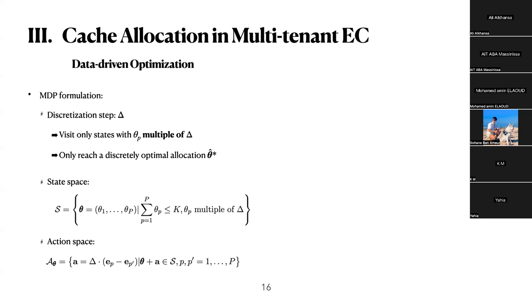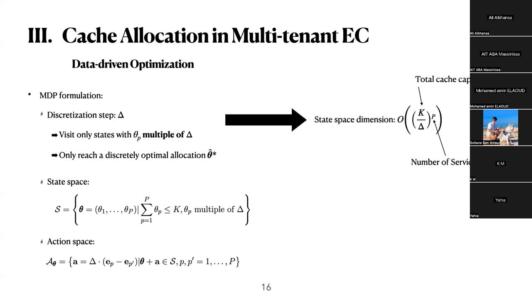The state space is the set of allocations that we can visit, such that the sum of allocations is less than or equal to the capacity of the edge node, and each allocation has to be a multiple of delta. The action space is the set of actions that the network operator can do, which is adding or subtracting delta slots from one service provider to another.